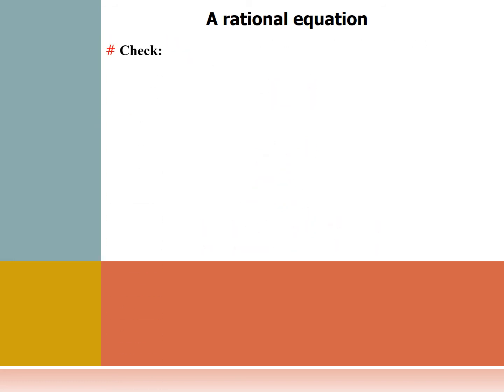Now we have to check the values of x in the main equation. We have x is equal to 2 and x is equal to minus 1. Starting with x is equal to 2, substitute the value of 2 instead of x in the main equation. We get 2 over 2 plus 2. Is it equal to 1 over 2?